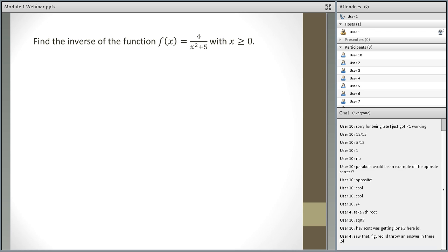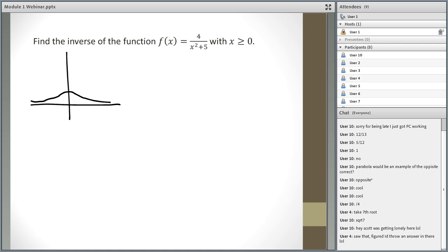So it is to find the inverse of f of x equals 4 over x squared plus 5. And we were given this information that x is greater than or equal to 0. So just to point out really quickly why that's given, and this isn't necessarily something that you would have to do, I just wanted to show you why that information is given. The graph of 4 over x squared plus 5, just to give you an idea, looks very roughly like this.